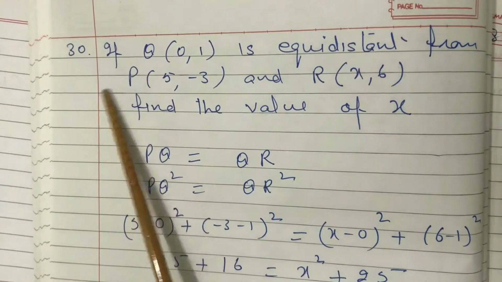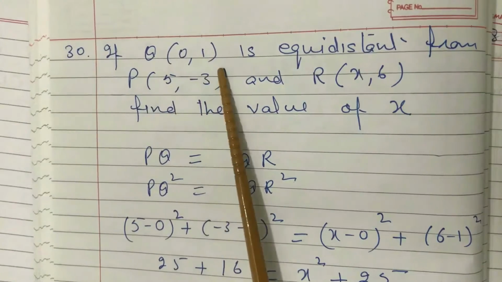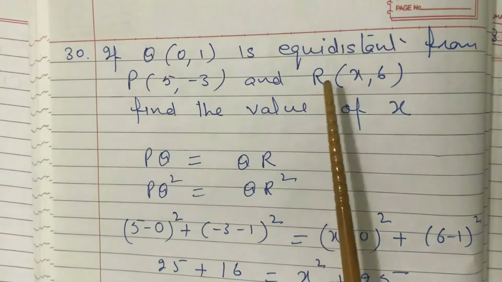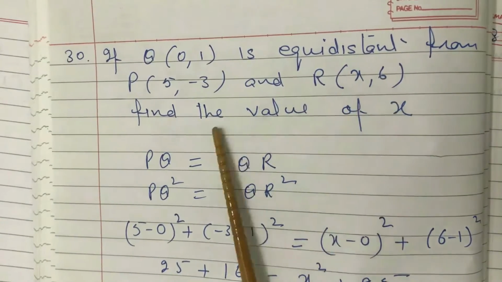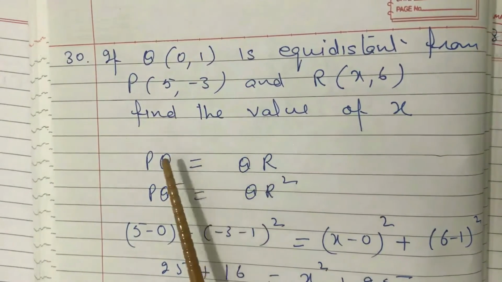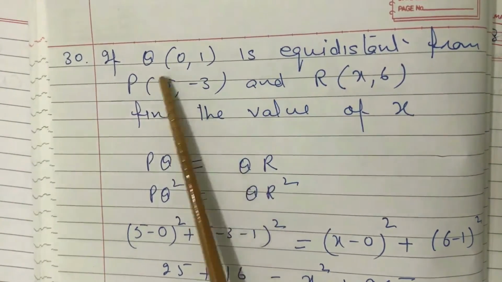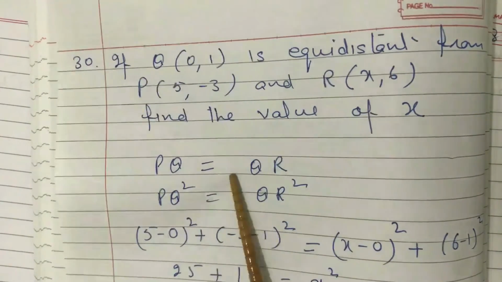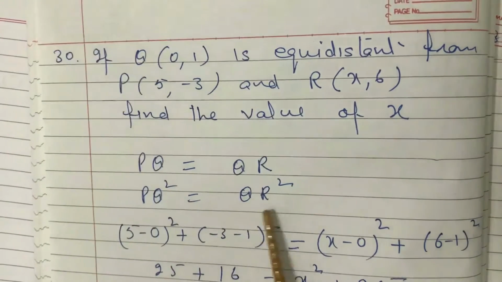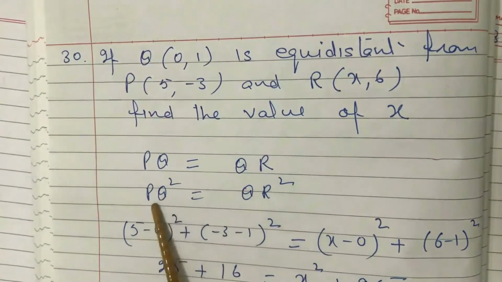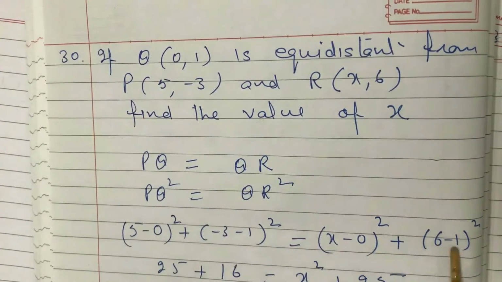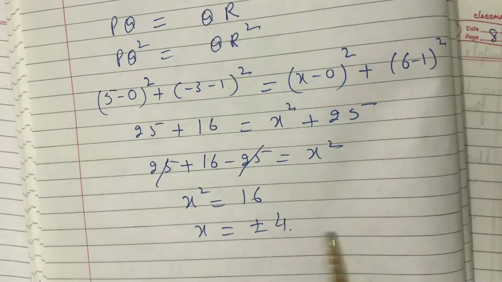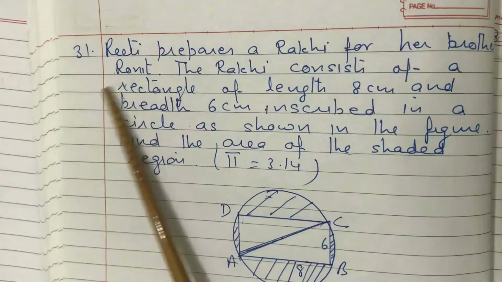Now 30th question. If Q is equidistant from P (5, -3) and R (x, 6), find the value of x. Now PQ is equal to QR. Q is equidistant from these 2 points. It means QP is equal to QR. QP square is equal to QR square. Then write the distance formula and you will get the result. X will come out to be plus minus 4. That is the answer.